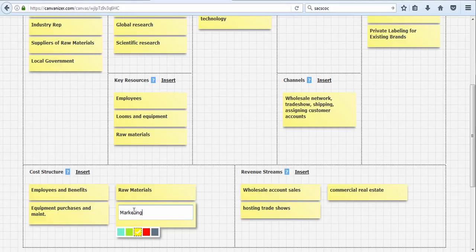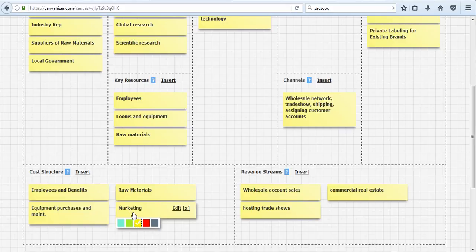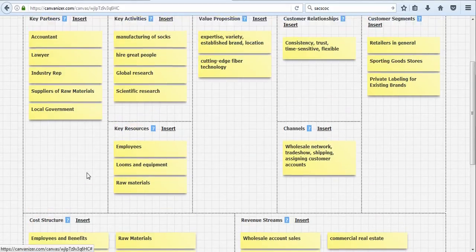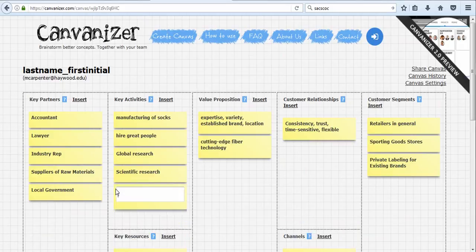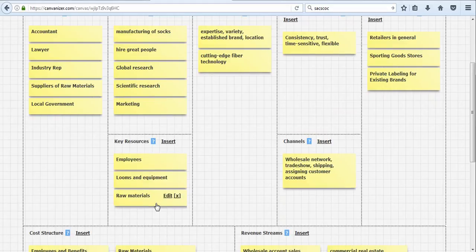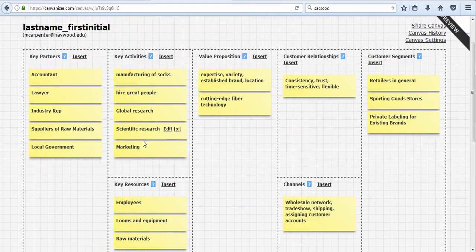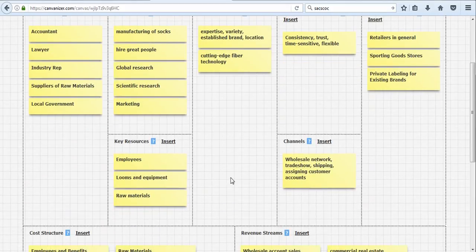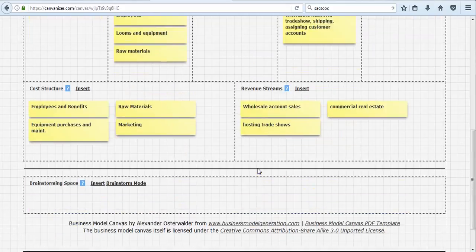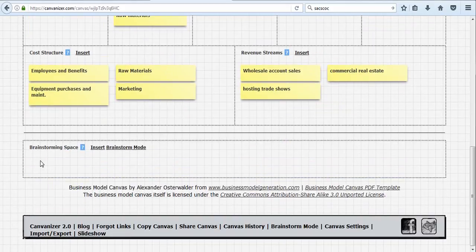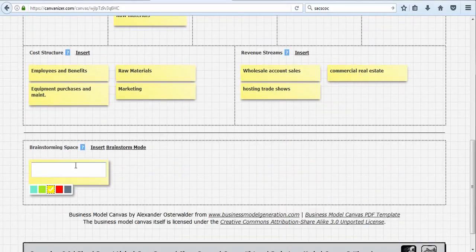Marketing. Oh gosh, wait a minute. I'm spending money on marketing, but I haven't actually done any marketing. That's an activity, isn't it? Let me go back up here. Love the canvas. You can always add to it. And so on and so forth. And keep going in these circular patterns until you're happy with what you have. If you need to move something around, move it around. If you need to put something back, put it back. This area down here at the bottom is just a brainstorming space. You can put stuff in here.